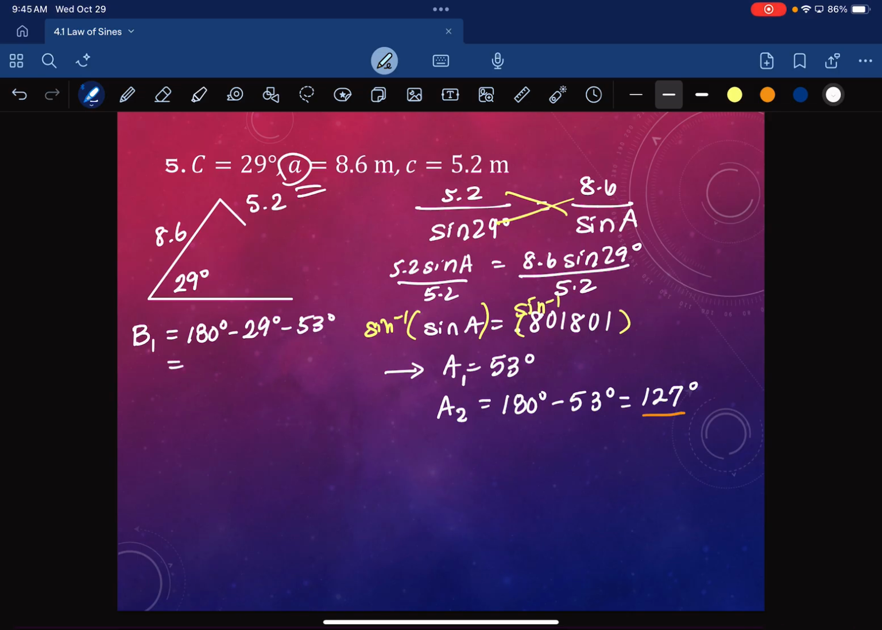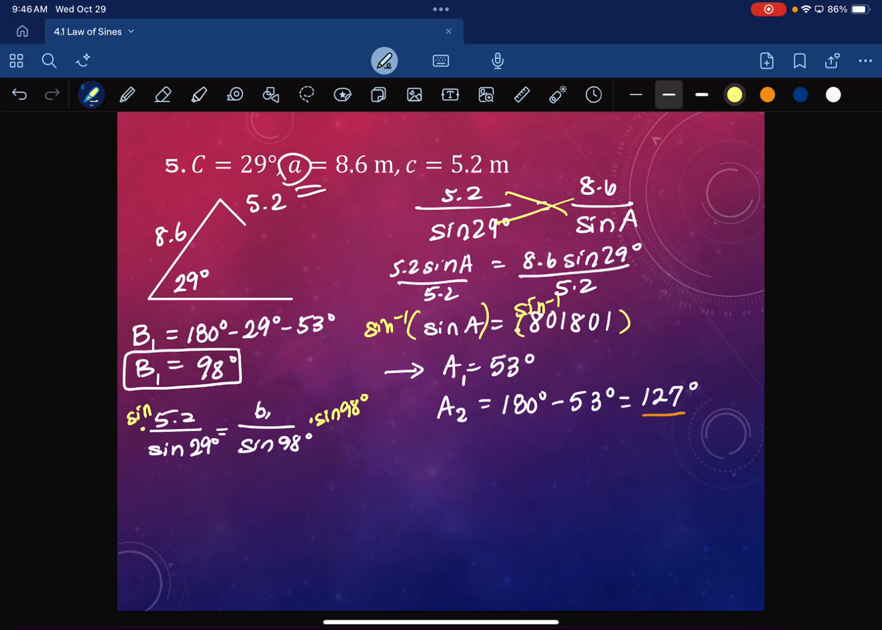So what does this give me? 98. Okay, so this is angle B1, and then side B1. That's the one I was trying to find just a second ago, but labeled it wrong. So we'll have sine of 98 as the denominator, and we'll have that same 5.2 over sine of 29 as that denominator. We will multiply by our sine 98, 10.6. So in one of the triangles, B1, that side would be 10.6, and that's in our meters.